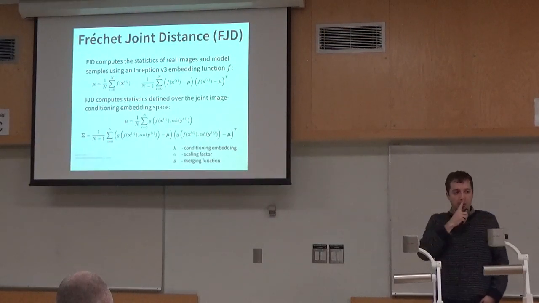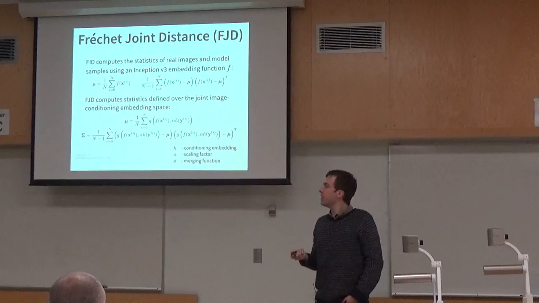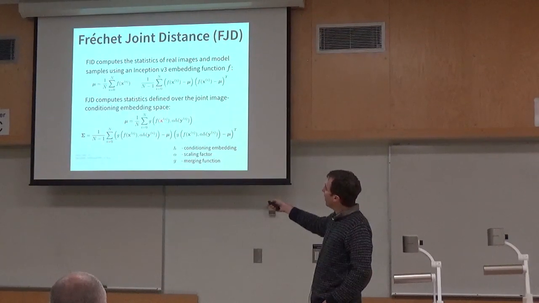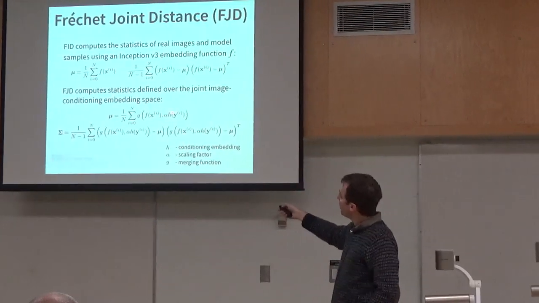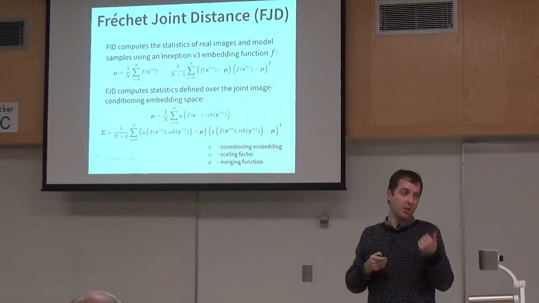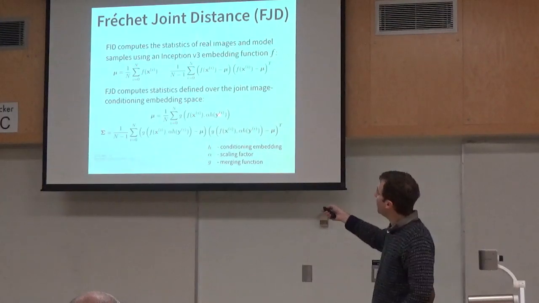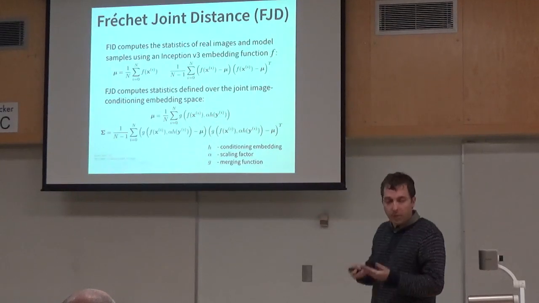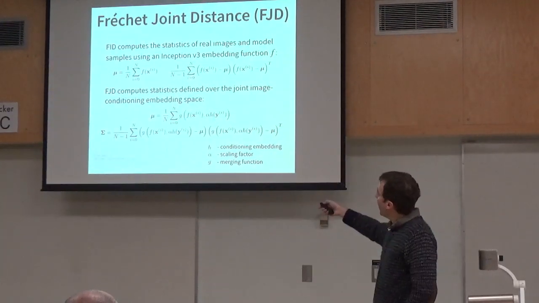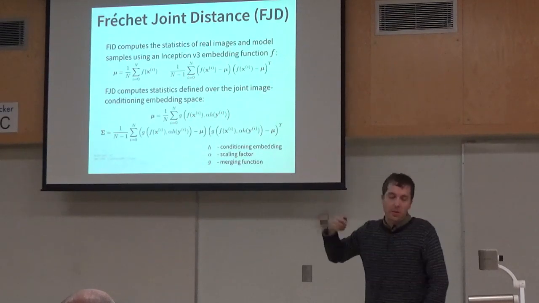So what we propose to do instead is, when we're conditioning models, we're going to compute a joint distribution. Basically, we're going to embed our images through F, just like we did with the Inception before. But we're also going to embed our conditioning, whether we're conditioning on text, or bounding boxes, or class labels. We have a scaling factor such that one of these doesn't dominate the other, because there might be differences, say, in dimensionality. And then we also have a merging function that takes these two different embeddings and merges them. And then we just apply FID.